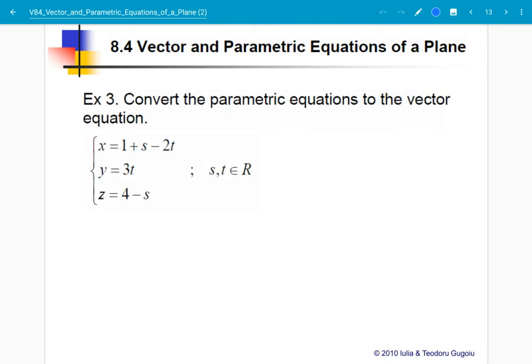Convert the parametric equations to the vector equation. Okay. So we need the constants for the x, 1, nothing for the y, so 0, and 4. It looks like we have s and t, so I'll put s, I'll put t. For the x, we have 1s and negative 2t's. For the y, we don't have any s's, but we have 3 t's. And for the z, we have negative 1 s's and no t's. So there it is.